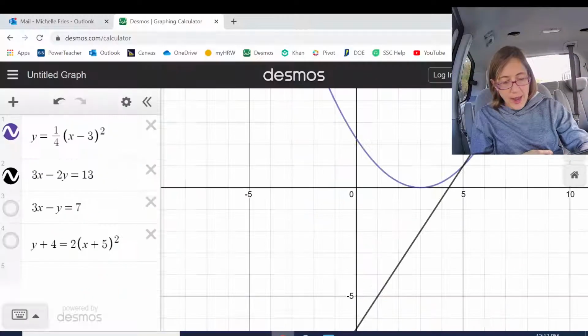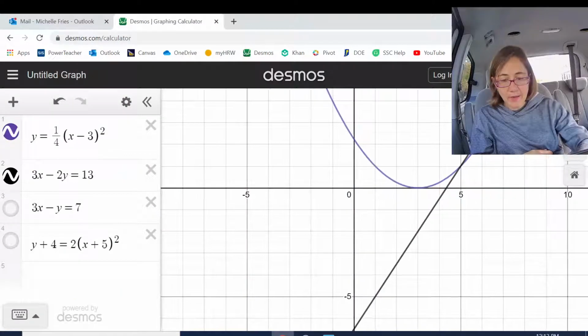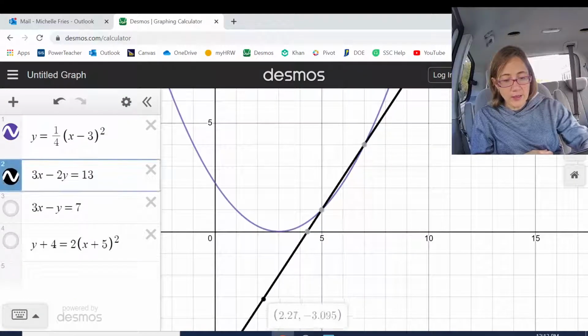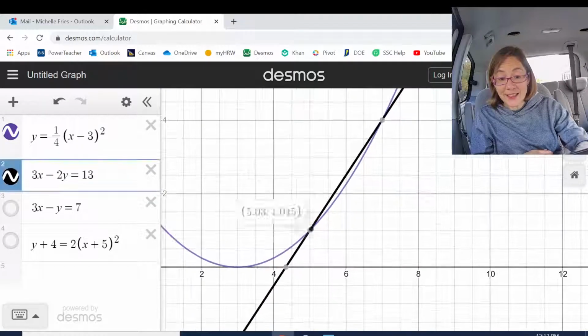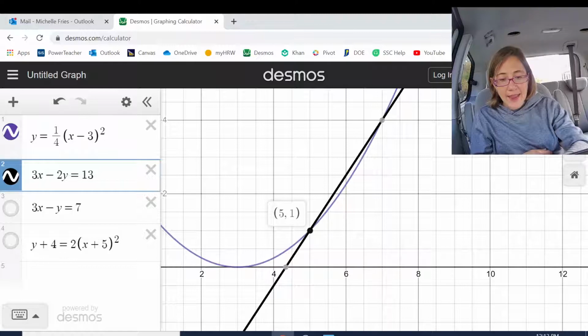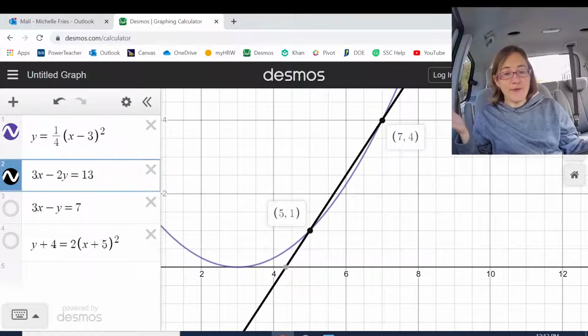Let's see if our graph verifies that. I happen to have these graphed over here for us. And if we look, oh, there's 5, 1. Look at that. 5, 1. And the other one is 7, 4. So we did it. We solved that system of equations algebraically.